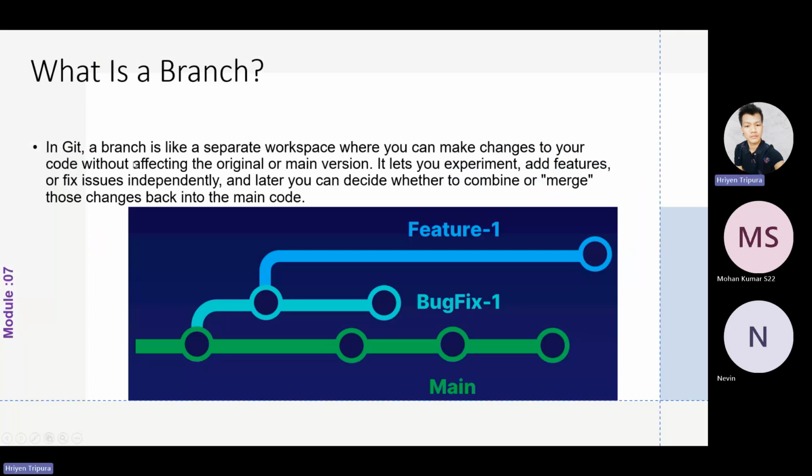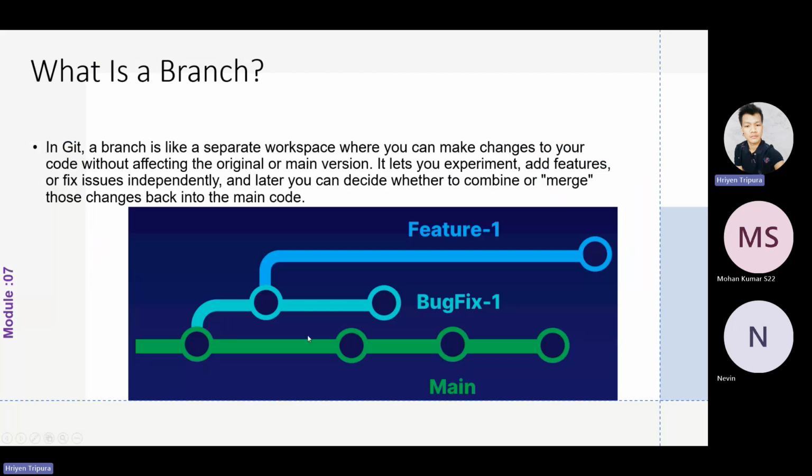The first one is branch, like everybody knows, right? What is a branch? In simple terms, a branch is a separate workspace where you can make changes to your code without affecting the original or main version. It lets you experiment, add features, or fix issues independently, and later you can decide whether to merge the changes back to the main code.